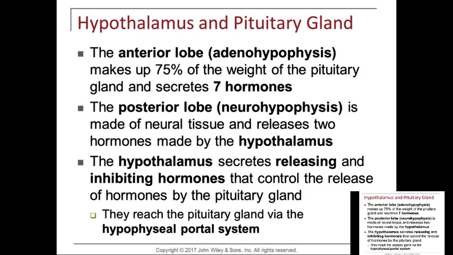The posterior pituitary is made of neural tissue as well and releases 2 hormones that are produced by the hypothalamus. The hypothalamus secretes releasing and inhibiting hormones. So it's kind of like it controls the autonomic neural system, or sympathetics and parasympathetics, by either turning on the switch or turning it off, right? Releasing hormones or inhibiting hormones.